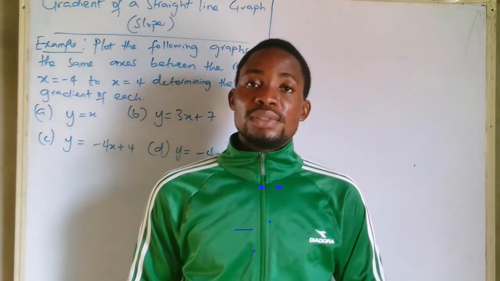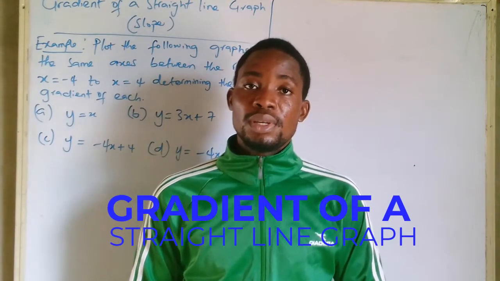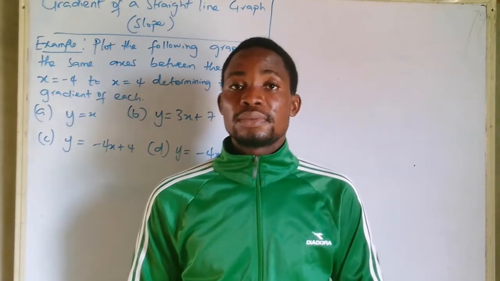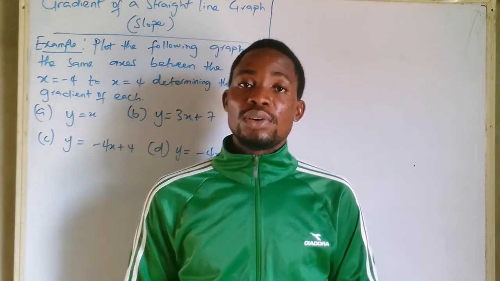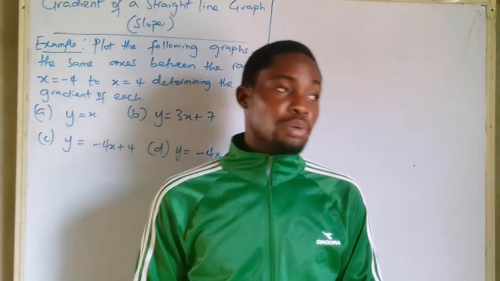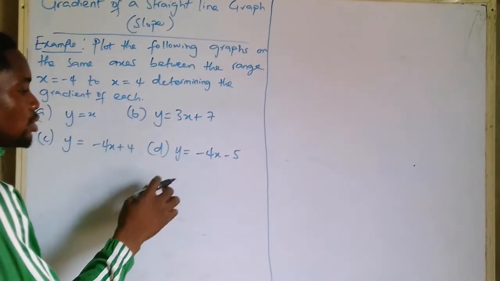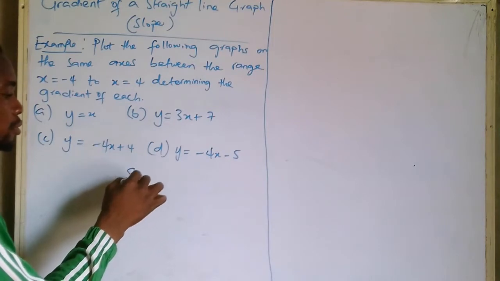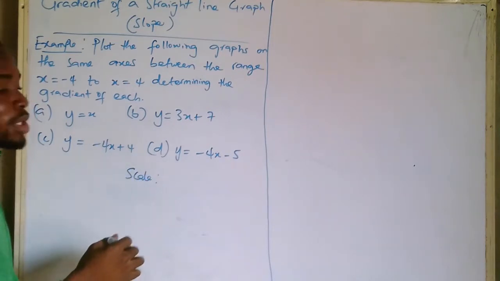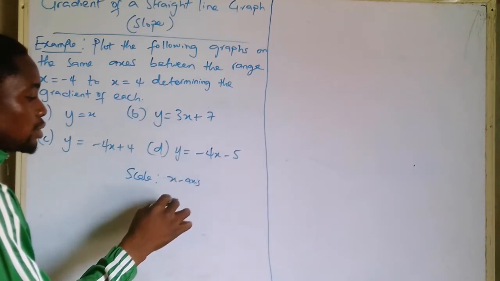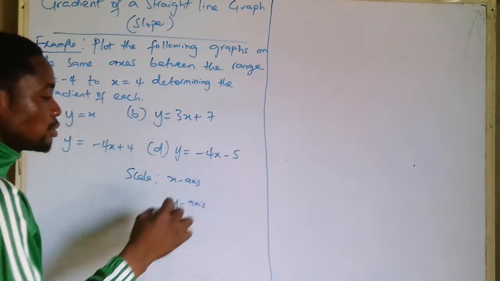In today's class, we're looking at the gradient of a straight line graph, which is also called the slope. Now, how do we find the gradient of a straight line graph? If you notice your graph sheet, on top you will see the graph section, and on top you will see the scale. Then you see the x-axis, and we'll see our y-axis.